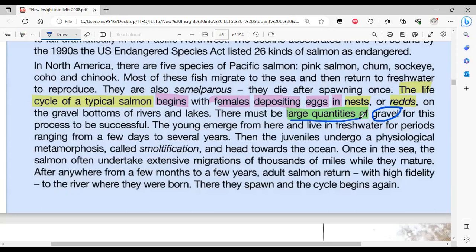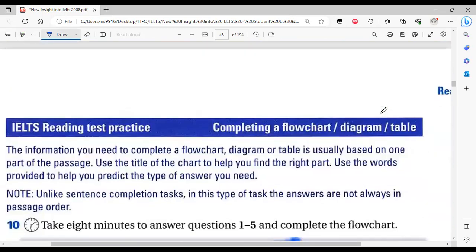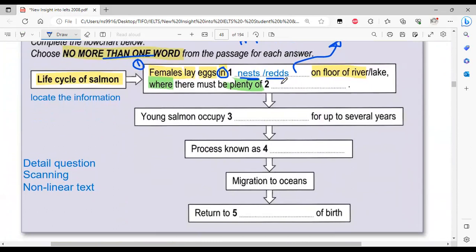First, I need to find the keywords and I need a noun, because it said quantity of. So this is a noun. It's gravel. I will write the word. I don't have a mouse, this is the problem. Now here, plenty of gravel. Okay, great.